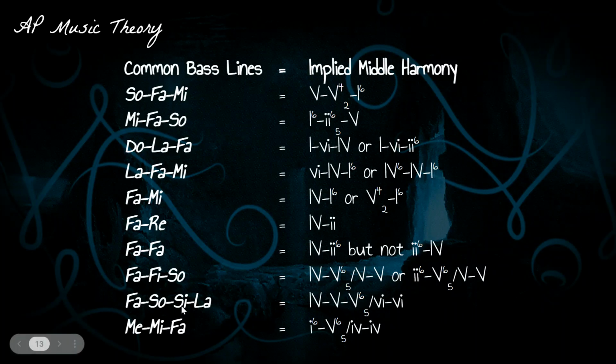We also have fa, so, si, la, which would imply the subdominant to the dominant to a dominant in second inversion with the added seventh to the submediant over the submediant to the submediant. We have me, mi, fa, which would imply a tonic in first inversion, and then we would have the dominant seventh in second inversion over the subdominant to the subdominant.